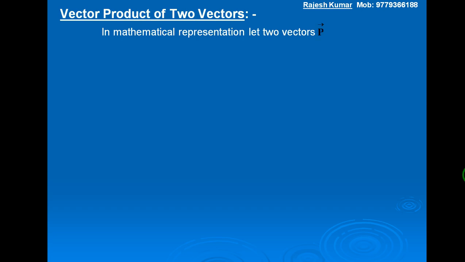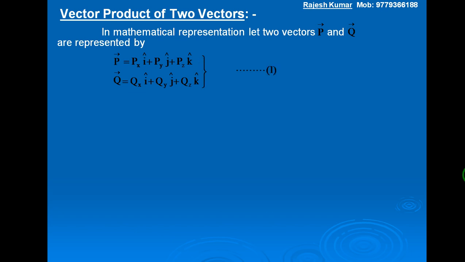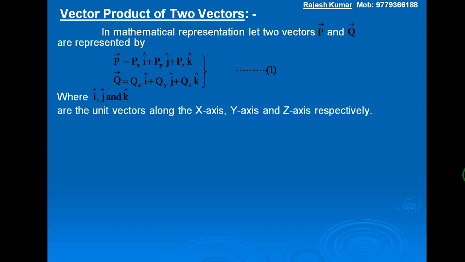Let two vectors, vector P and vector Q, be represented by P vector equal to Px i cap plus Py j cap plus Pz k cap, and Q vector equal to Qx i cap plus Qy j cap plus Qz k cap. Let it be equation number 1, where i cap, j cap and k cap are the unit vectors along the x-axis, y-axis and z-axis respectively, and Px, Py, Pz and Qx, Qy, Qz are the components of the vectors along x-axis, along y-axis and along z-axis respectively.